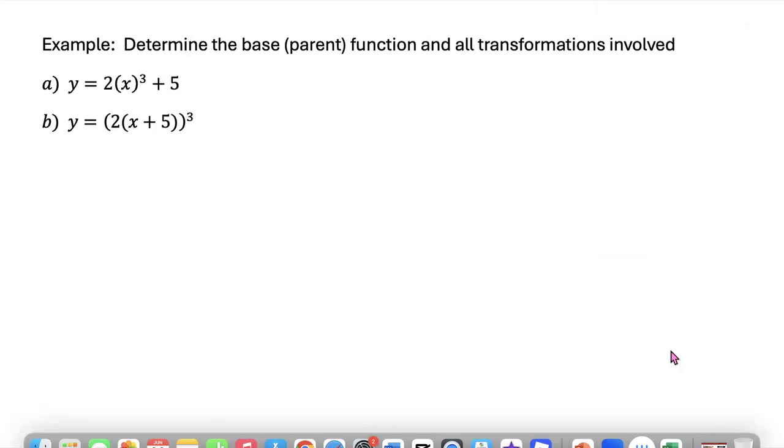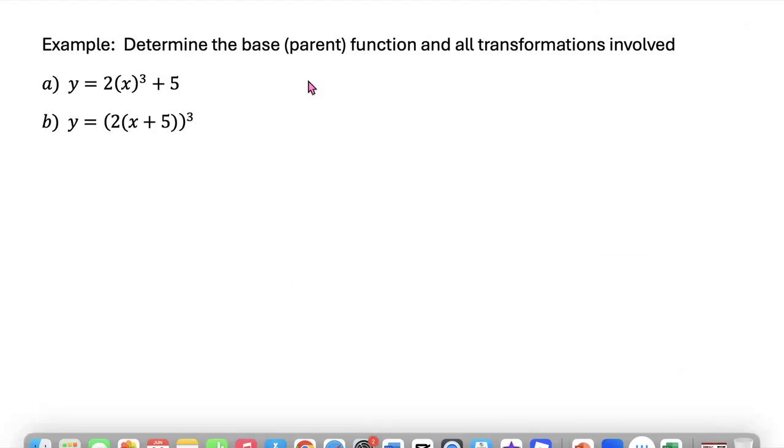In this video, I'm not going to do any calculations. It's all going to be about how you state the transformations involved. Here are two examples, and both of these examples might look similar to you, but their transformations will be different.